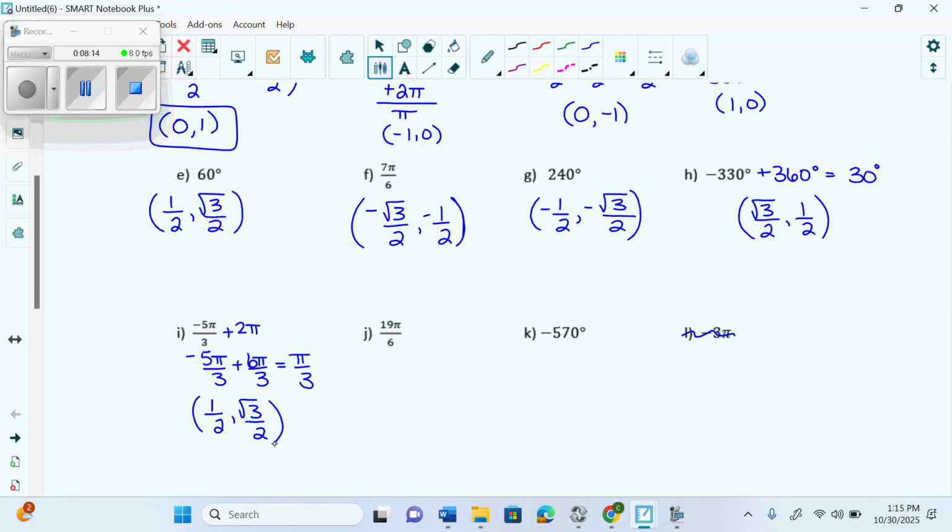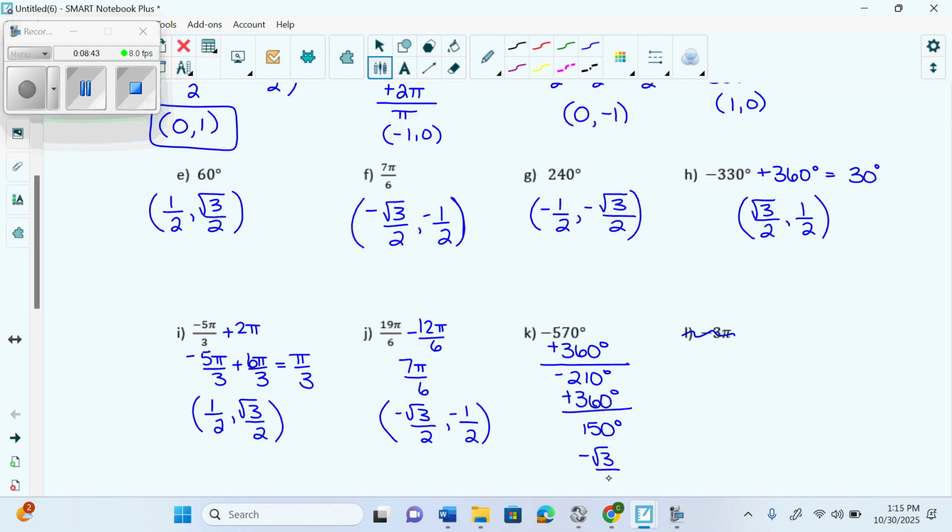9 pi over 6, I could subtract 2 pi, which is the same as 12 pi over 6. So I get 7 pi over 6, which we've done already, right up here. Negative root 3 over 2 and negative a half. Negative 570, I have to add 360 to it. So I get negative 210. Still too small, so I add 360 again, which gets me 150, which is negative root 3 over 2 and a half.